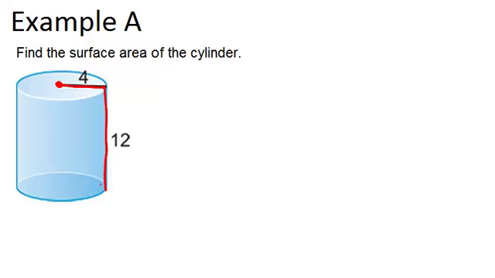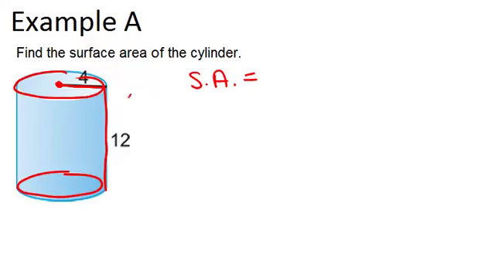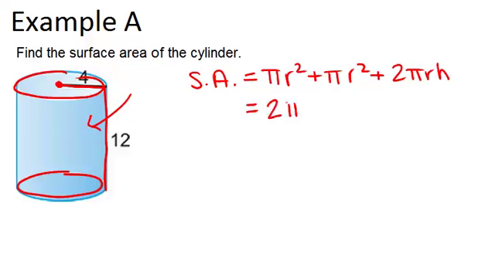Now, to figure out the surface area, we need to remember that a cylinder is made up of basically three faces. It has a circle on top, a circle on the bottom, and then it has this lateral surface, which when unwrapped is a rectangle. So the area of each of those circles is pi r squared. And then the area of the rectangle is the circumference of the circle times the height. So it's 2 pi r h. That gives us our general formula of 2 pi r squared plus 2 pi r h.